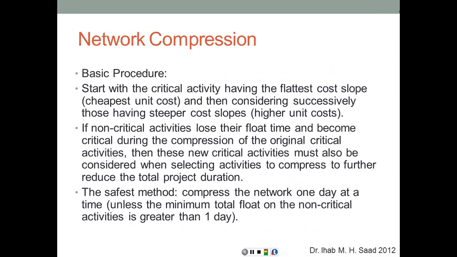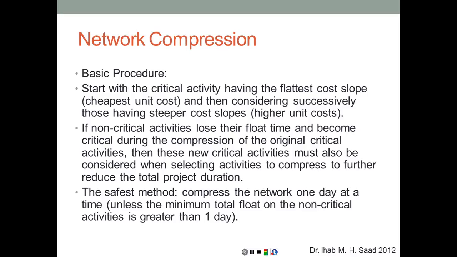So the basic procedure is to start with the critical activity having the flattest or the lowest cost slope, and then consider successively those having steeper or higher cost slopes. While we are compressing, we're going to keep an eye on the non-critical activities. The non-critical activities are recognized by having total float. But each time we compress the duration of the project, that total float decreases until a certain point in time where the non-critical activity might lose all of its total float, becoming critical, and then it becomes a new candidate for compression.